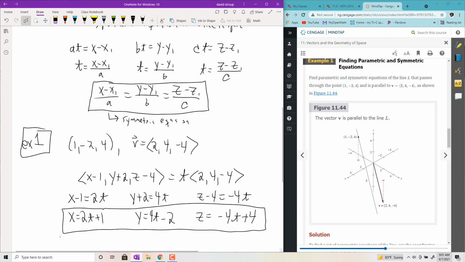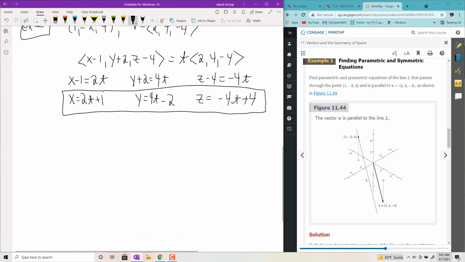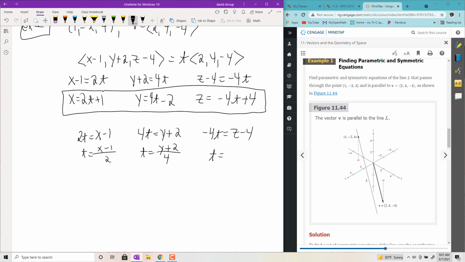They also want the symmetric equations. So then you just solve each one of those for t. So solving the first one, 2t equals x minus 1. So t equals x minus 1 over 2. 4t equals y plus 2, so t equals y plus 2 over 4. And then finally, negative 4t equals z minus 4, so t equals, some fancy footwork, 4 minus z all over 4. Get that negative out of the denominator.